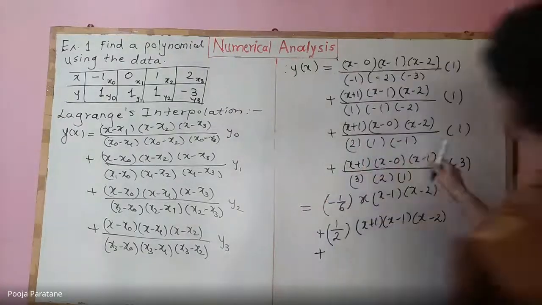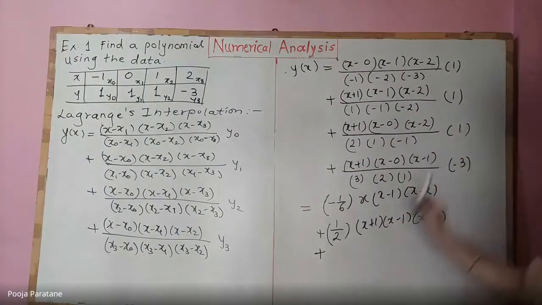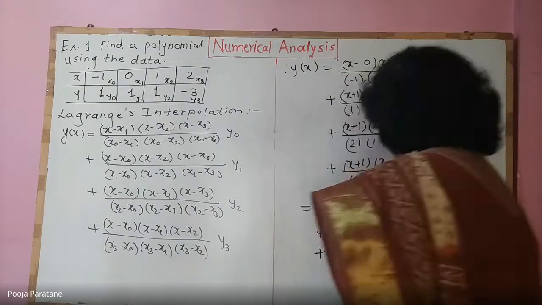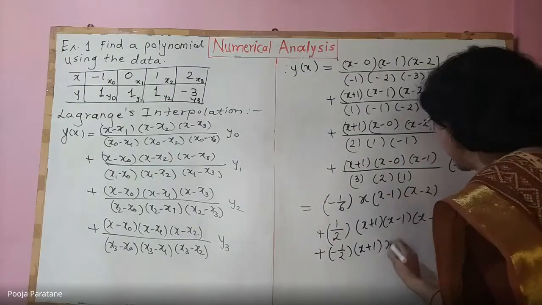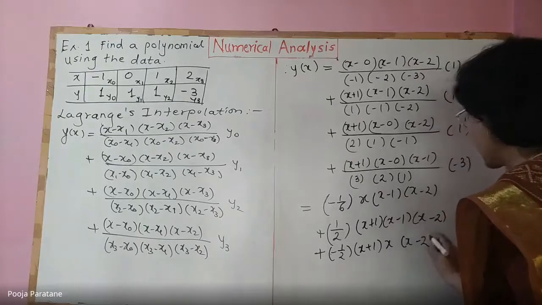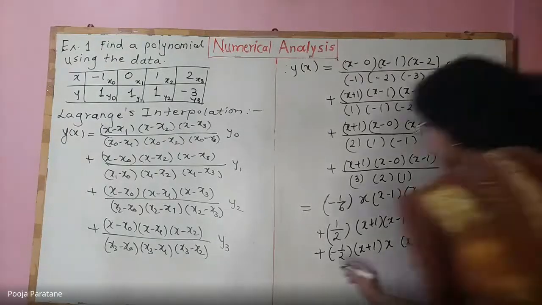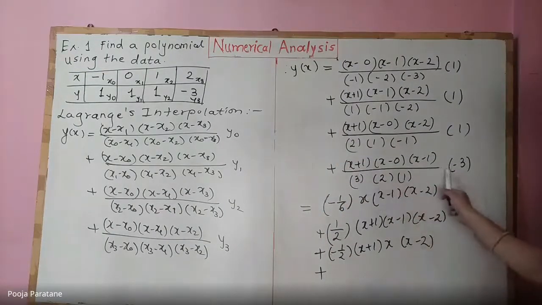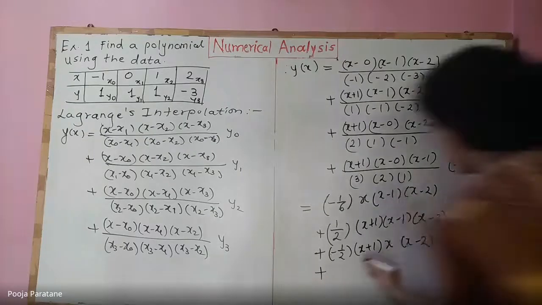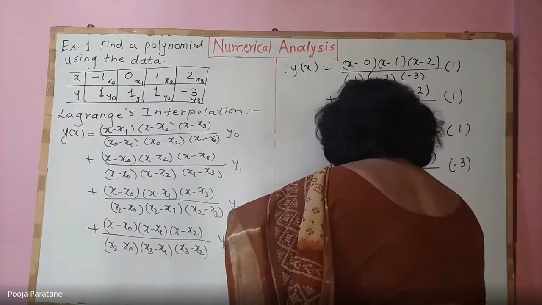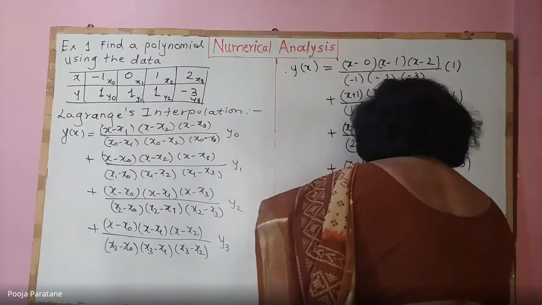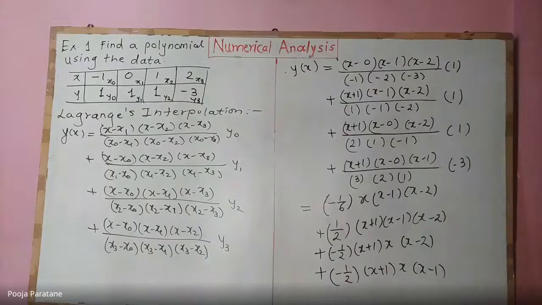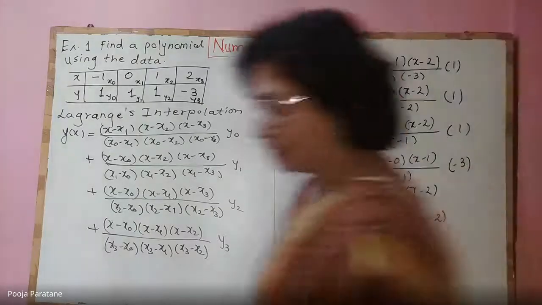Next term, here it is minus 2, so it is minus 1 upon 2. The terms are x plus 1, x and x minus 2. And the last term, again minus 3 and this 3. So the sign is minus for the ratio, but the 3 will get cancelled and it is minus 1 upon 2. So here x plus 1, x and x minus 1. Now we will multiply two brackets of each term and then we will collect the coefficients of the powers of x.